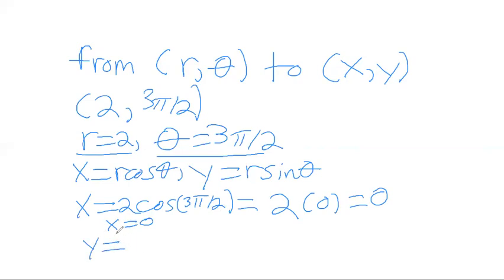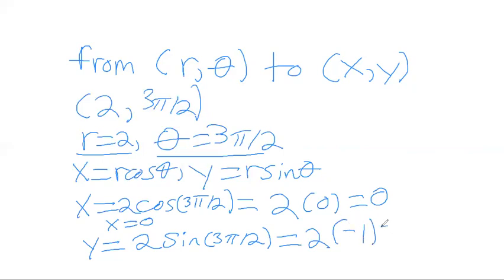Similarly, what about y? Y equals 2 sine of 3 pi over 2. What's sine of 3 pi over 2? Sine of 3 pi over 2 is -1. So 2 times -1 is -2, so y equals -2. Therefore, the point 2, 3 pi over 2 in polar coordinates converted to Cartesian or rectangular coordinates is just going to wind up being 0, -2.